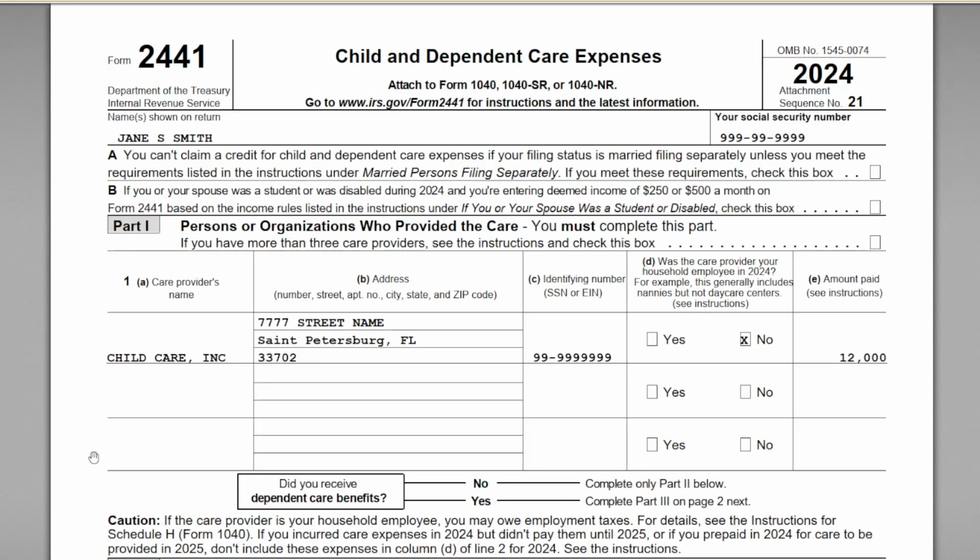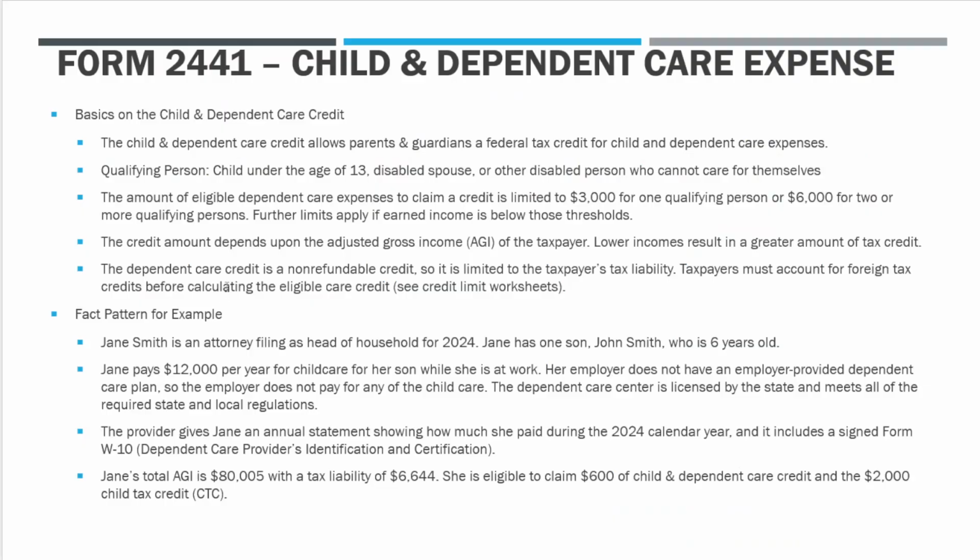to this form. But before we get into the form, let's have a look at some of the basics on this credit, who qualifies for it, and then some details on the fact pattern that we're going to use in this example. So the Child and Dependent Care Credit allows parents and other guardians a federal tax credit for child and dependent care expenses. Now, this credit is most frequently claimed by parents that have their kids in childcare while they're working, but it's not exclusive to that purpose.